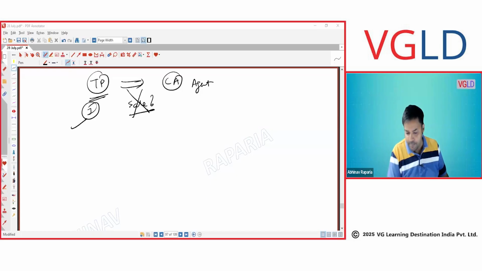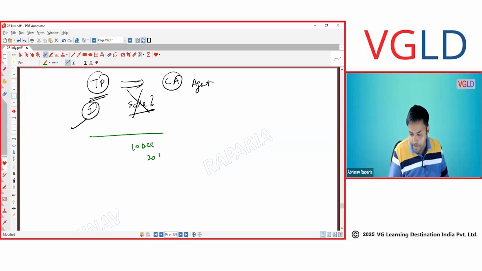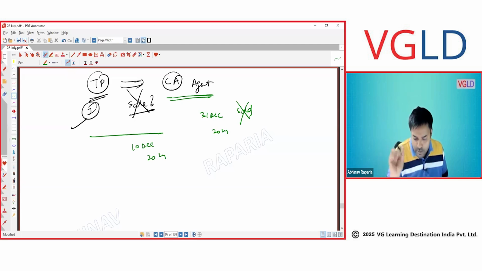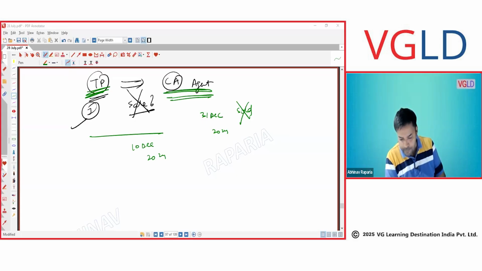So that means maybe you have sent the material on 10th of December 2024. At the year end, that means 31st of December 2024, the agent has not sold the material. Whose inventory is that? Taxpayer or consignment agent? It would be taxpayer's inventory. Is my point clear?